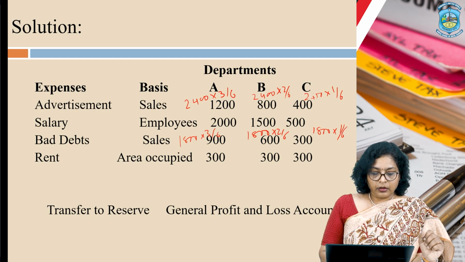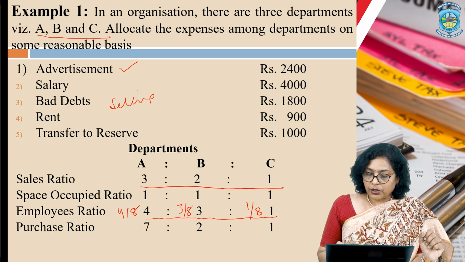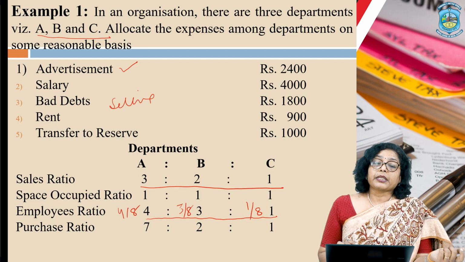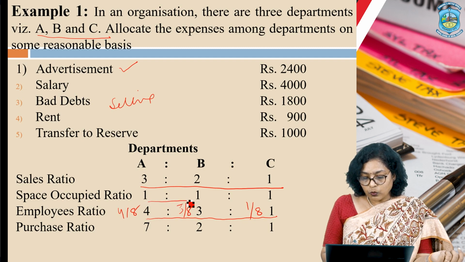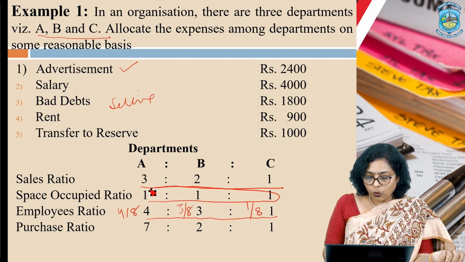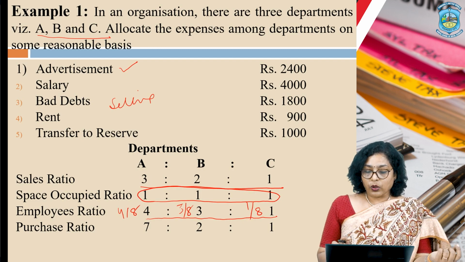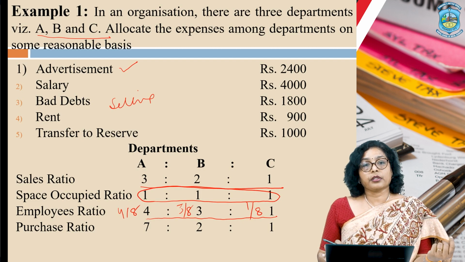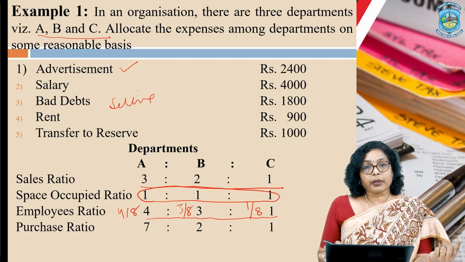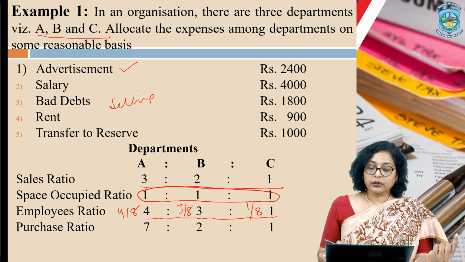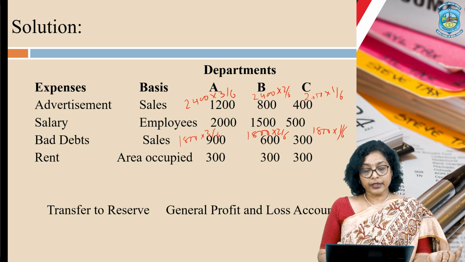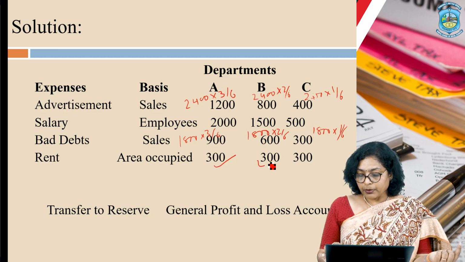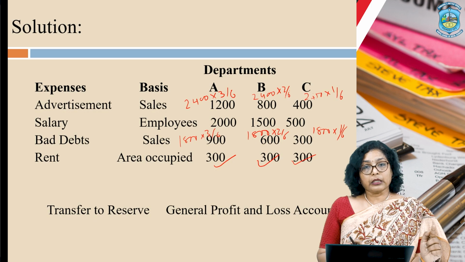Now, the next is rent. Rent is to be allocated on the basis of area occupied, and see, space occupied is how much? It is 1:1:1. It means it is equally occupied by each department. So, we will distribute this 900 to A, B and C department in equal ratio, that is 1:1:1. 900 into 1/3, 300, 300 to each department. So, this is how we will allocate the expenses.